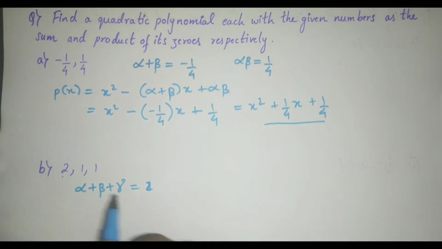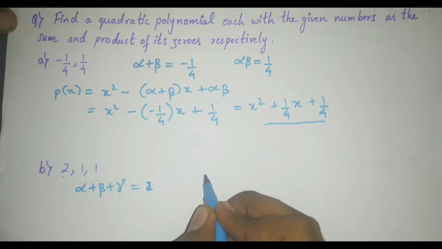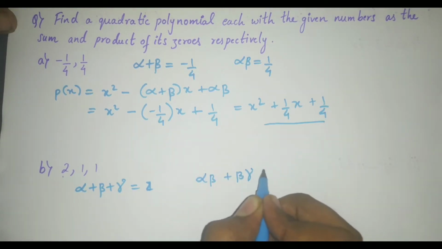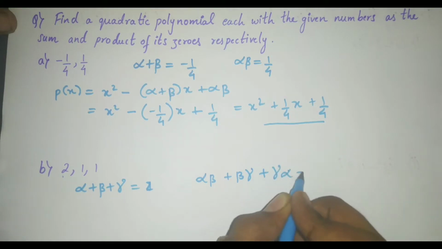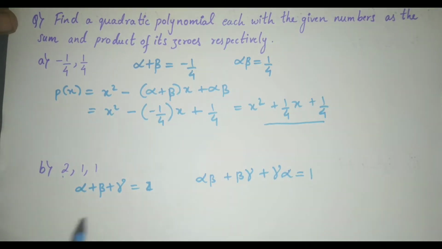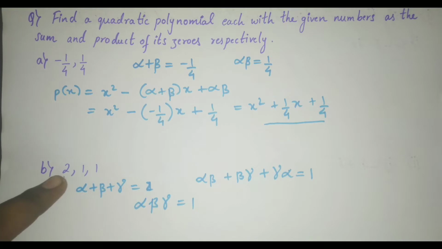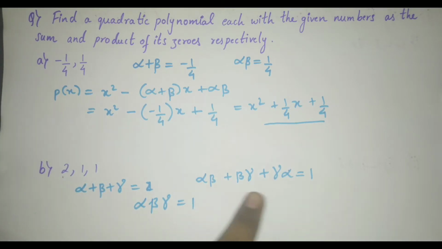Then we know that the 1 here is nothing but alpha beta plus beta gamma plus gamma alpha. That is 1. Then the last number is nothing but the product of all the roots, which is given. So the sum of the zeros is given, then the sum of the products of the zeros is given, which is 1, and the product is given. All these values are given.